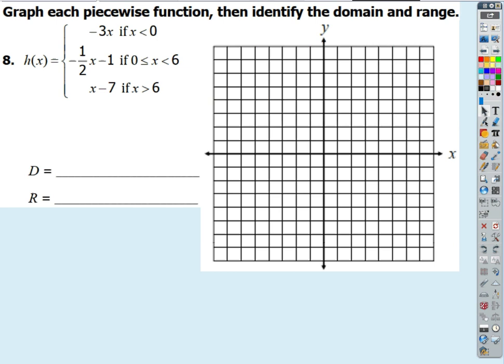So for part A, that'll be our red piece of the function. Tell me, how am I going to graph y equals negative 3x? From the origin 0, 0. Okay, that's my starting point, the y-intercept is 0, 0, right? You're going to go right 1 and down 3, and I get another point there. Am I going to have an open or closed endpoint there? It's going to be open, good, so I probably need to do this.